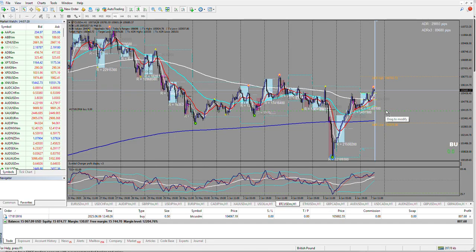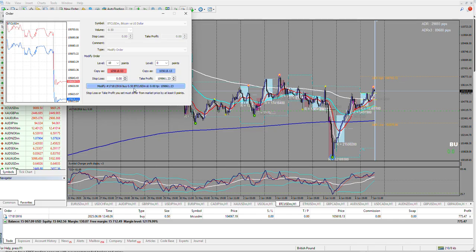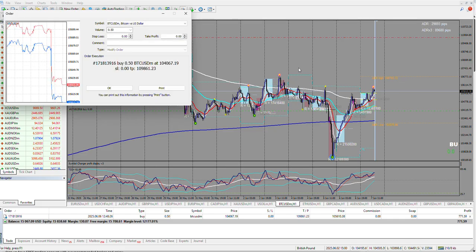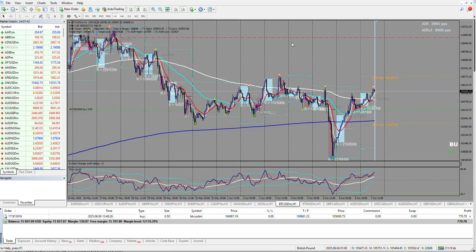Let me see how much I'm going to make if the market gets that. So 110. I'm going to make about 2,800 and something. Let me see. 2,897 dollars, sorry. So, but we'll see how it goes.